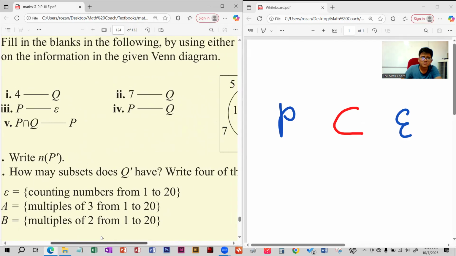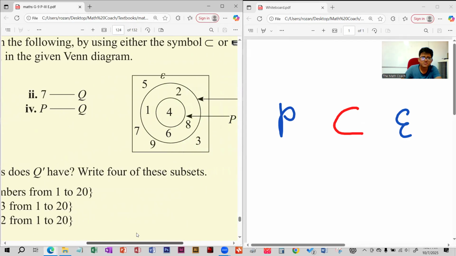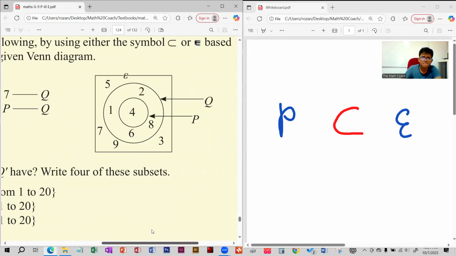Fourth one, we have P and Q. Oh, that's easy. We can see that P is a smaller one and Q is a bigger one. Q has the entire region here. Just imagine Colombo, a subset of Sri Lanka, just like that. So P is a subset of Q.